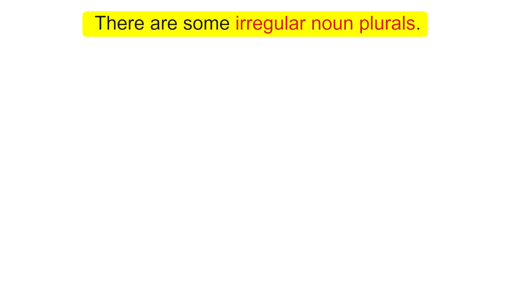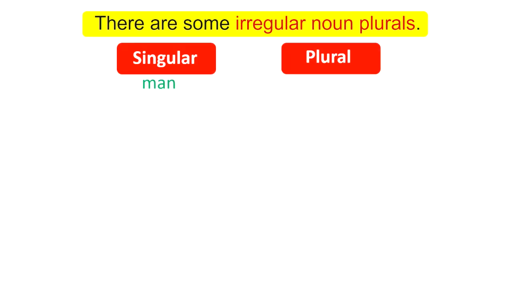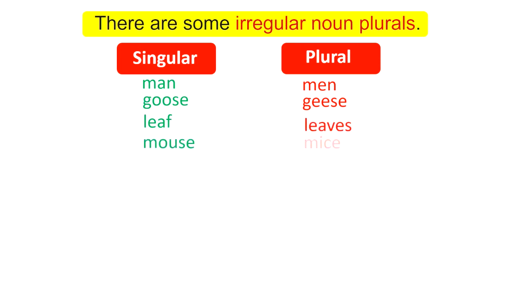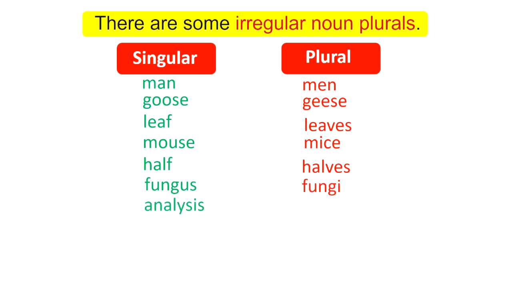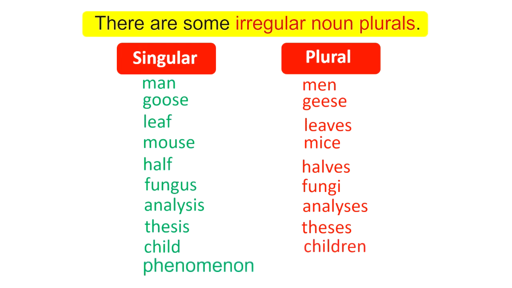There are some irregular noun plurals. So let us see them. Man becomes men. Goose becomes geese. Leaf becomes leaves. Mouse becomes mice. Half becomes halves. Fungus becomes fungi. Analysis becomes analyses. Thesis becomes theses. Child becomes children. Phenomenon becomes phenomena.